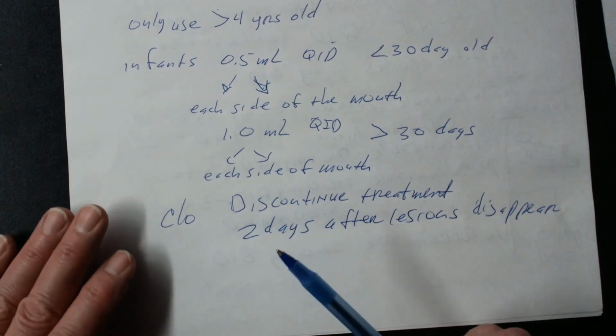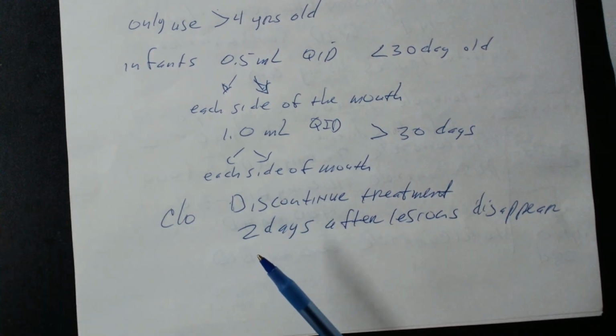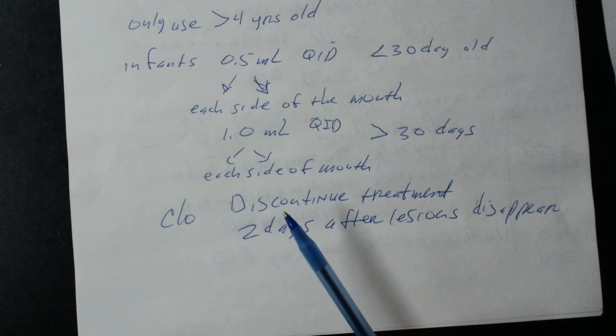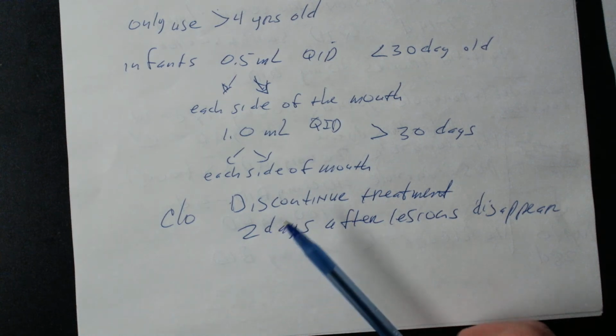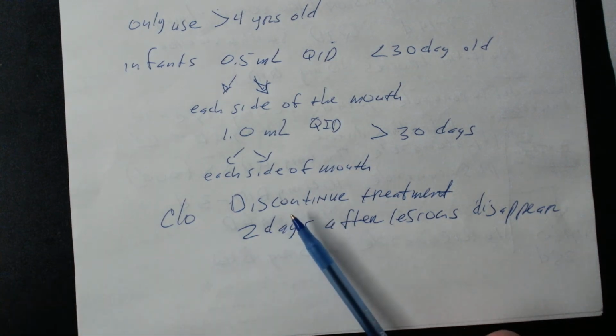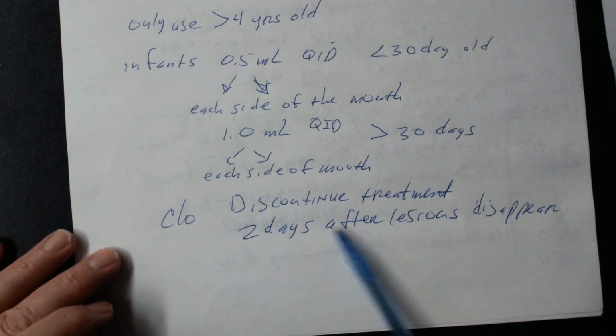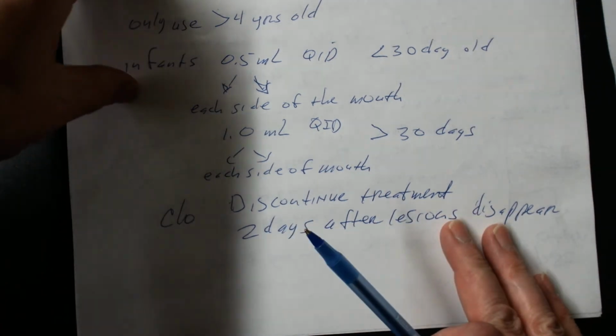Normally, candidiasis will clear up in 3 to 4 days. You discontinue treatment 2 days after the lesions disappear.